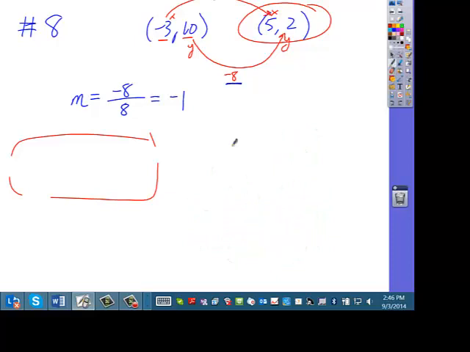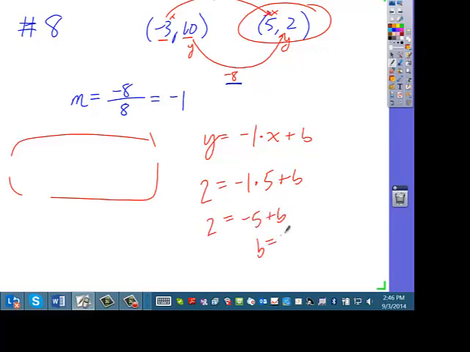Okay. So really, I have y equals negative 1 times x plus b, and that's even simpler to plug in and solve. I have 2 equals negative 1 times 5 plus b, so b has to be 7. Now we got it. Clean it up. Got it.